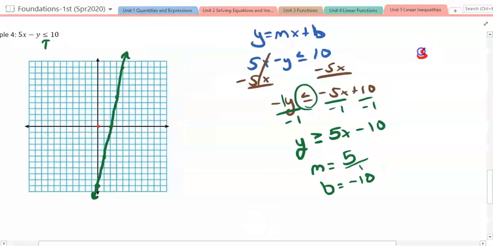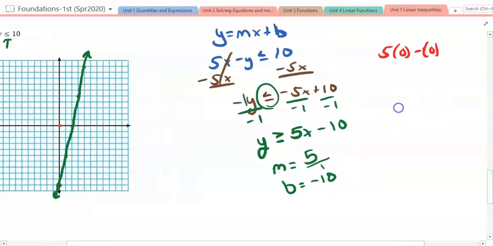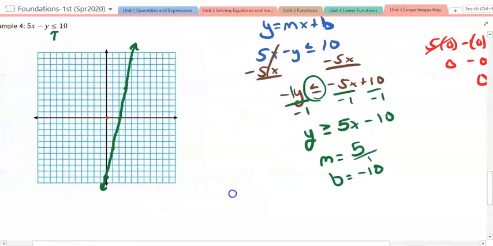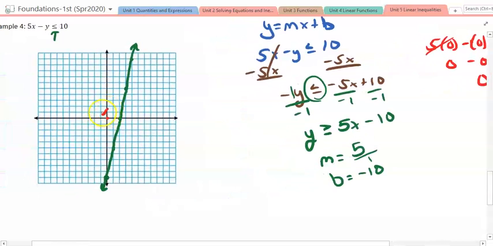So let's try it. 5 times 0 minus 0. Is that less than or equal to 10? Well, that's 0 minus 0. Is 0 less than or equal to 10? You betcha, because 0 is less than all positive numbers. So this point checks out this time.